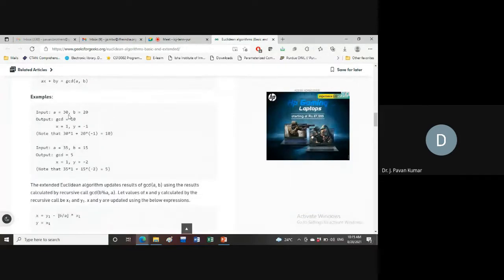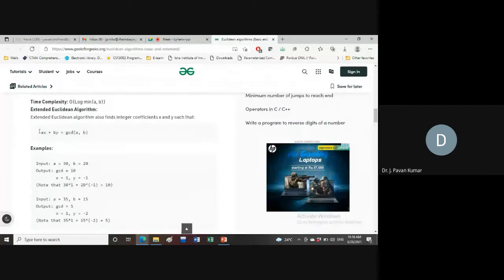You can understand this from this example. Let us consider a value as 30, b value as 20, and the GCD is 10. Now what is our main statement? Ax plus by is equal to GCD. What is GCD here? 10. By using a and b values, we can obtain GCD by multiplying with some integers. Those integers can be negative as well, keep that in mind. So 30 we will multiply with 1 and 20 we will multiply with minus 1. Then we will obtain the GCD.